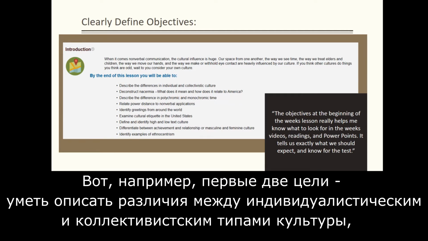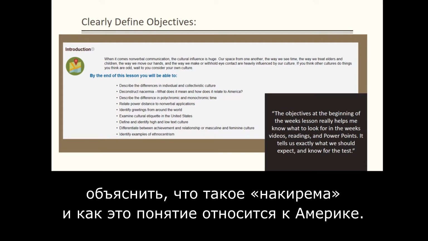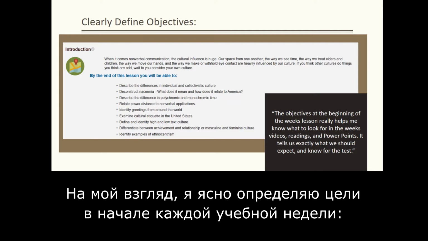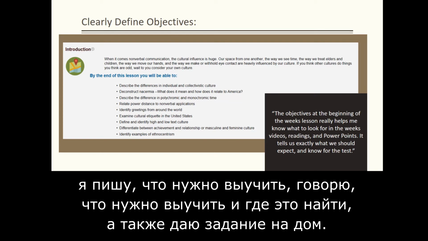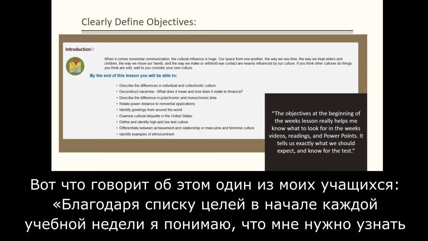So for example, the first two objectives: describe the differences in individualistic and collectivistic culture. Deconstruct the Nasarima, what does it mean? How does it relate to America? So in my mind, every week, I clearly define what I want students to learn. I write down what I want students to learn. I tell them what I want them to learn. All of the readings, all of the lessons, the videos, all the homework is defined to that end.